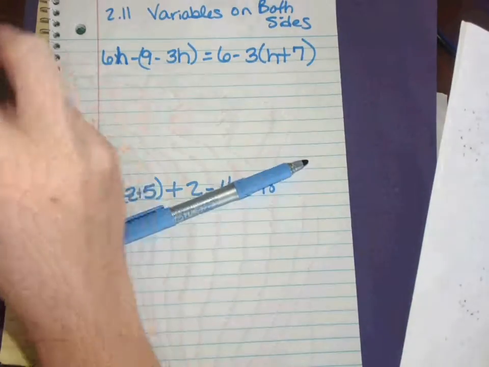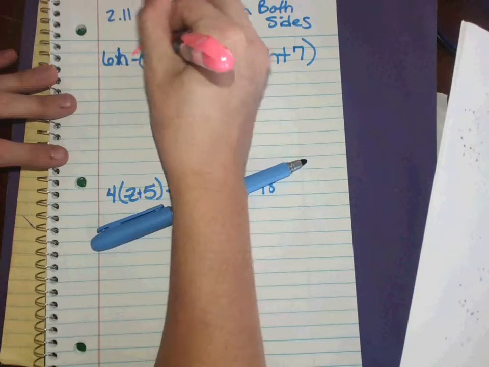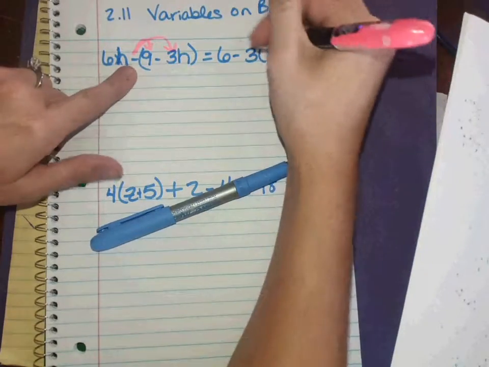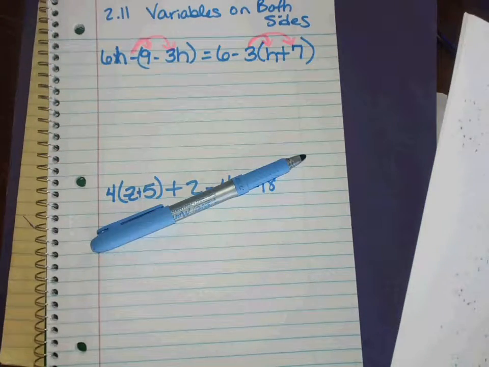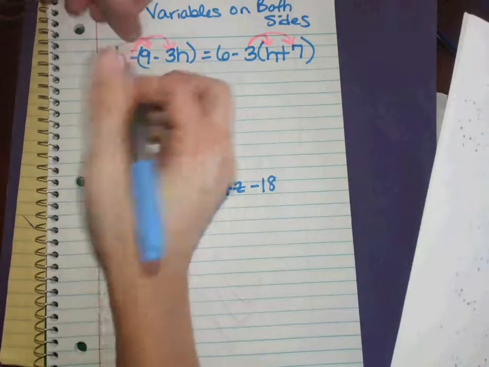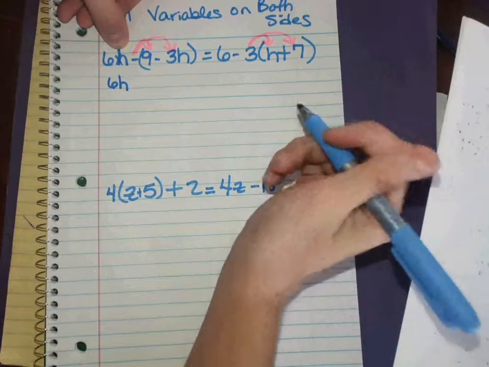So the first thing we always look for is if I can distribute, and I can distribute to get rid of these parentheses. I'm going to distribute that negative, but I'm also going to come over on the other side and distribute that -3. So we're going to be doing two things right here in this first one. The 6h, nothing is happening to that, so I'm just going to write it.